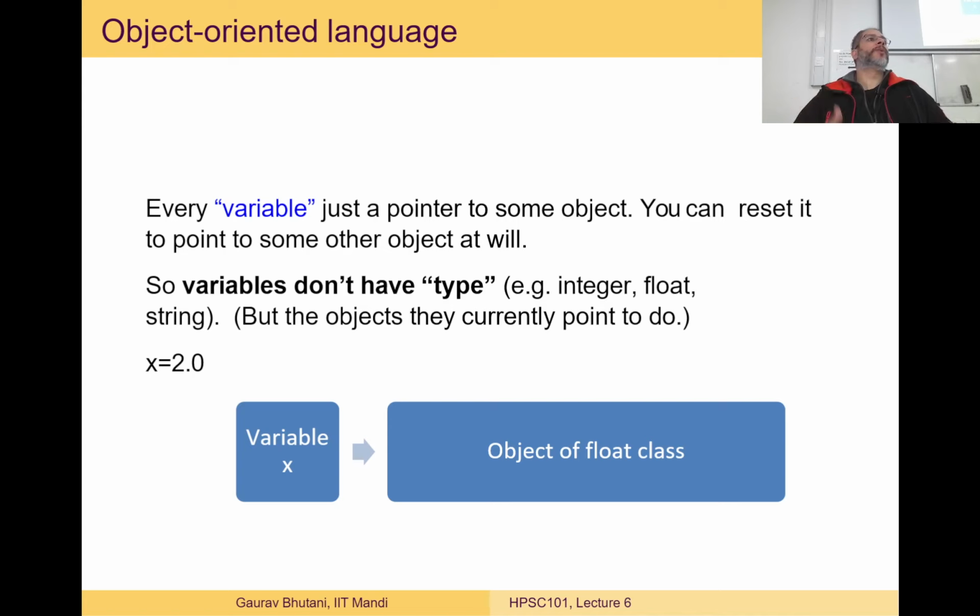So you can straight away change in the next line. You can say x equal to double quotes hello. So that becomes a string. So now x starts pointing to another location in the memory, which is a location taken by an object of the type called string. Okay.